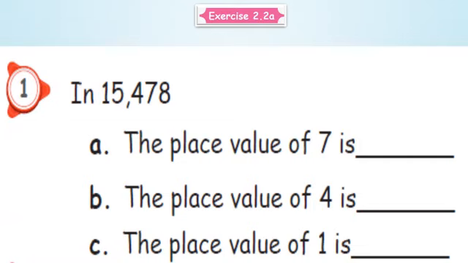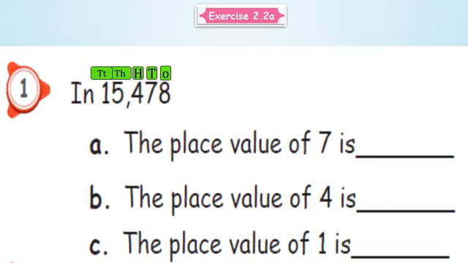Exercise 2.2a, first question. In 15,478, isn't it? Look at here, in 15,478, first one, the place value of 7 is. So 7 oda place value ennan kekranga. For that, what is our first work? We have to mention the place value. Am I right? Fine. So just I mention all the place value.